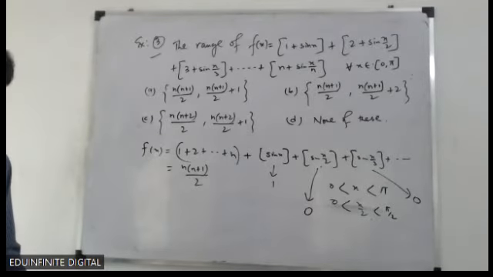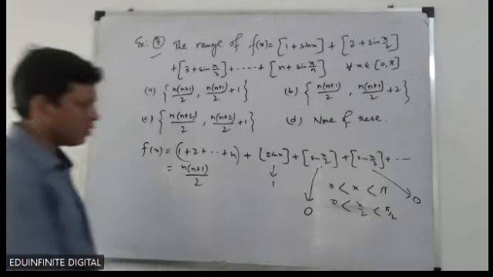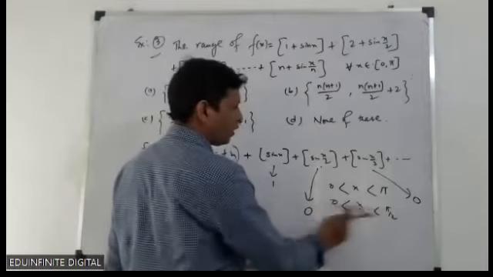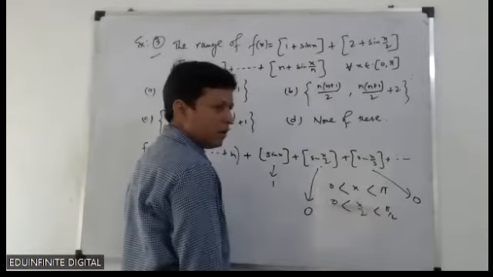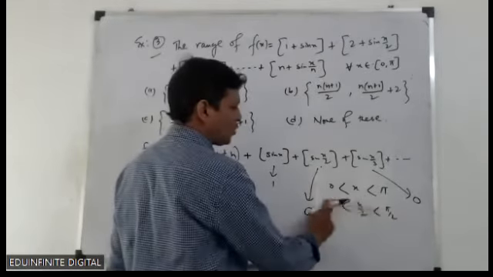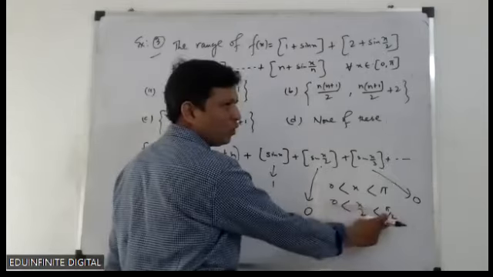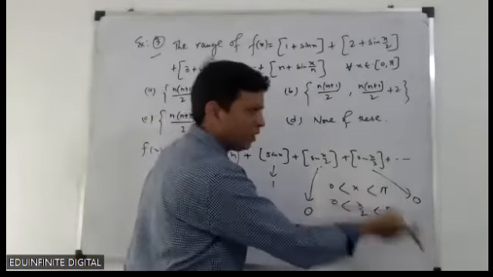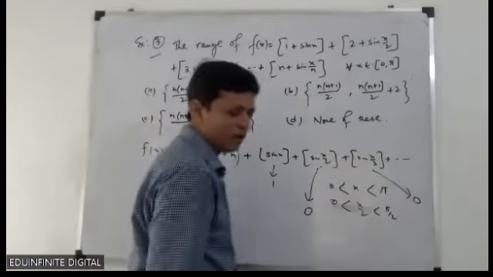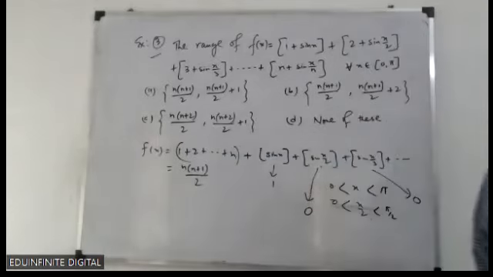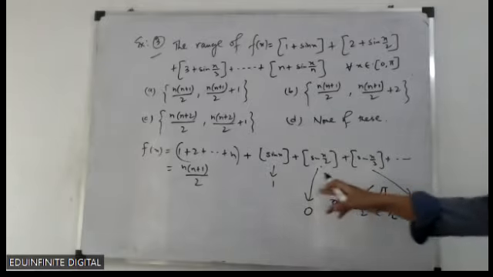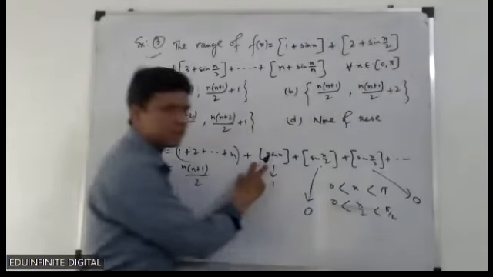Right? If x by 2 is between 0 and pi by 2, then sin x by 2 is between 0 and 1, so the box will be 0. Box sin x by 3 will be 0. Box sin x by n will be 0. All others are 0 except box sin x.